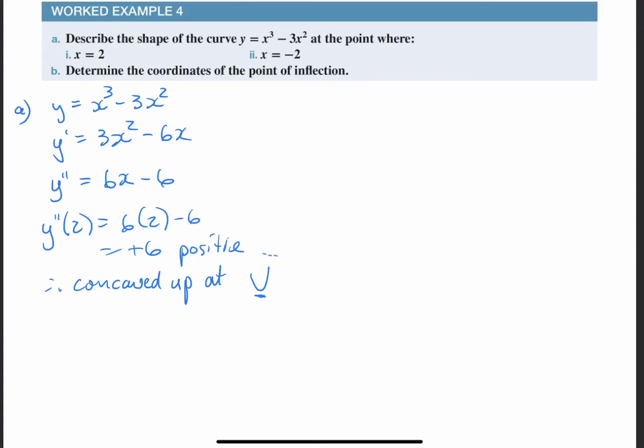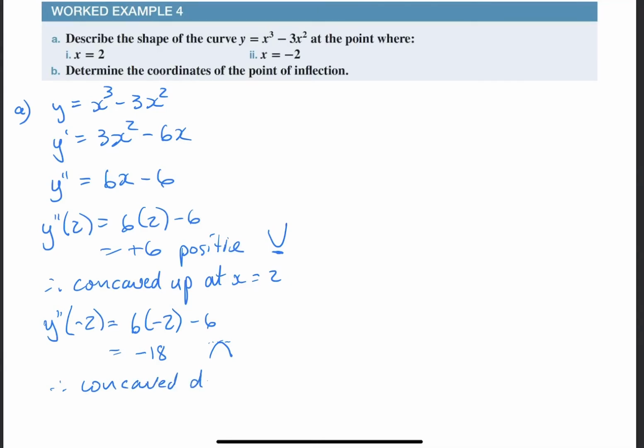Let's just move that at x equals 2. Let's now look at number 2. The second derivative at negative 2 will give us 6 times negative 2 minus 6. That will give us negative 12, take away 6 is negative 18. If it's negative, I'm frowning. I have got the maximum problem. Therefore, it's concaved down at x equals negative 2.